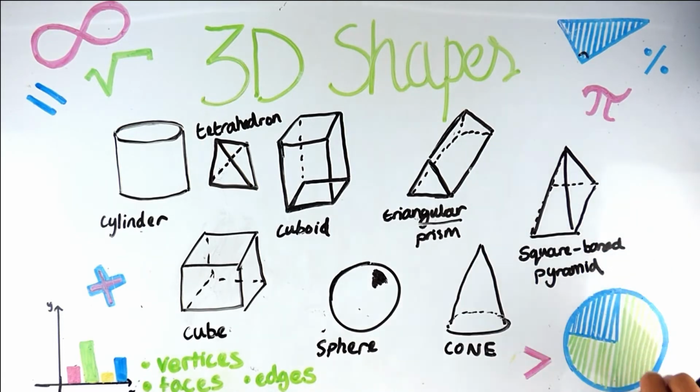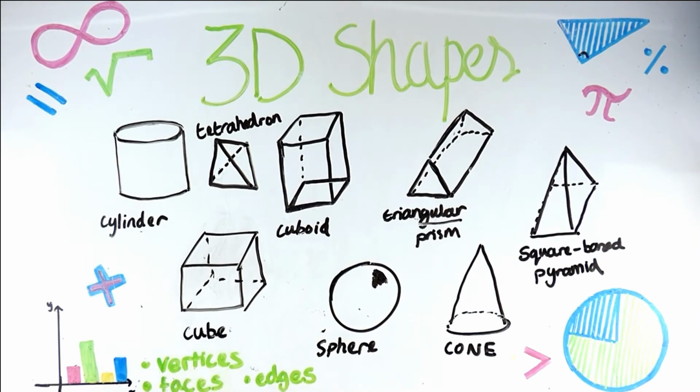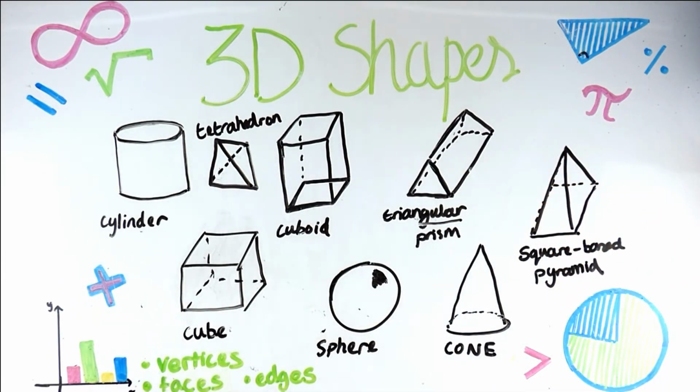And then we have really badly drawn square-based pyramids. These are your Egyptian pyramids. Also, unfortunately, I couldn't get one here today. I'm sure you understand. It has a square at the bottom, and then it meets at a point at the top.